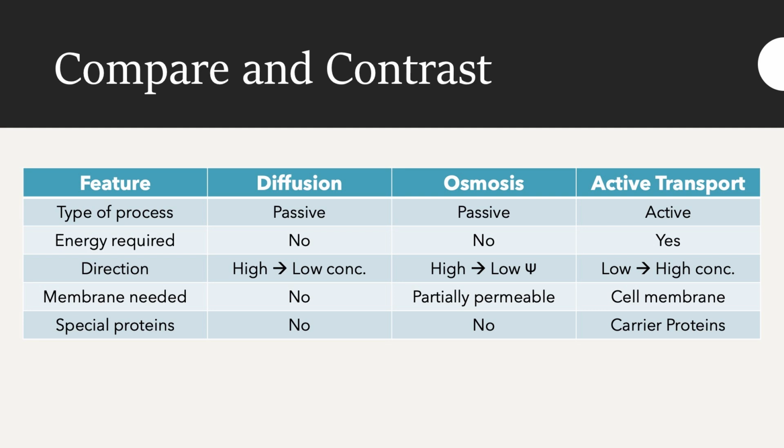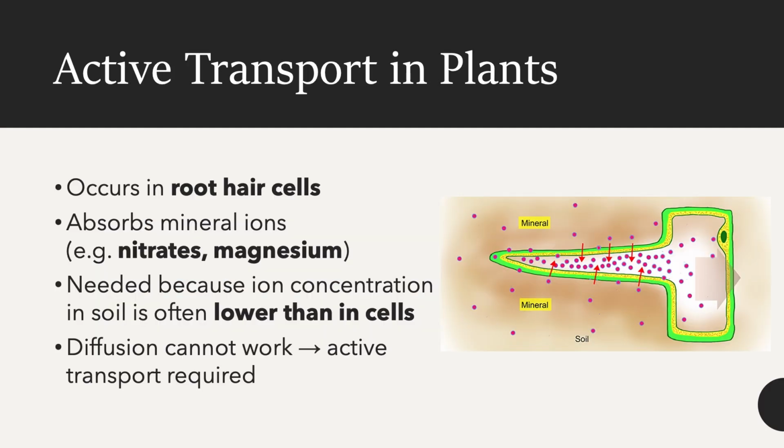Energy is used to change the shape of the carrier proteins in the cell membrane for active transport. These proteins help the transport of substances against the concentration gradient. For diffusion and osmosis, no special proteins are needed. For osmosis, a partially permeable membrane is needed so that only small molecules like water can pass through, but not the large molecules. Let's look at some examples of active transport.